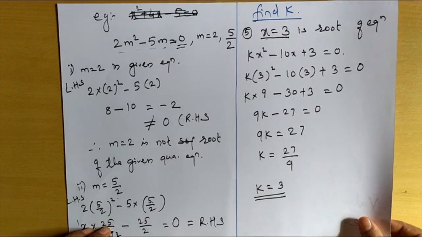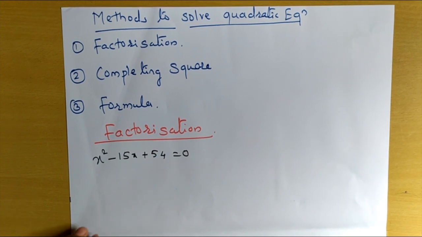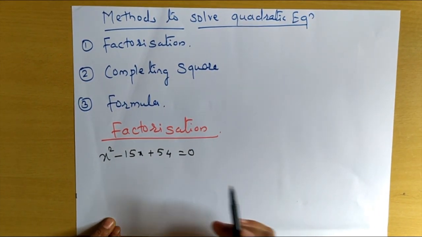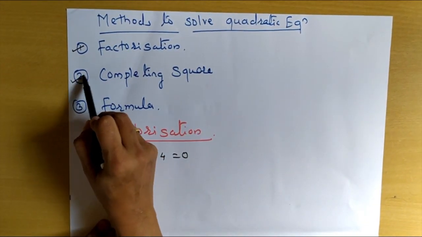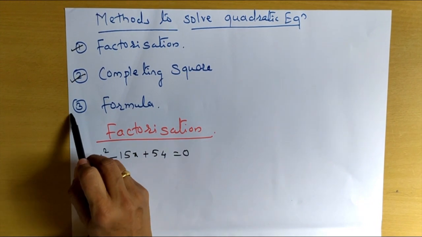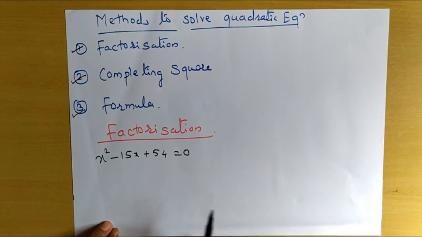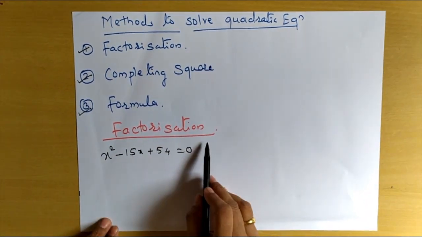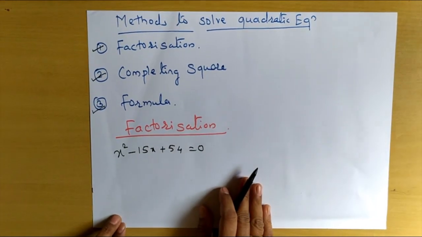Okay. Now what are the methods to solve the quadratic equation? There are 3 methods to solve the given quadratic equation. First is factorization, second is completing the square method, and the third is the formula method. From that, first we'll see what the factorization method is. This factorization method you had also in 9th standard. Okay, let us see one example.